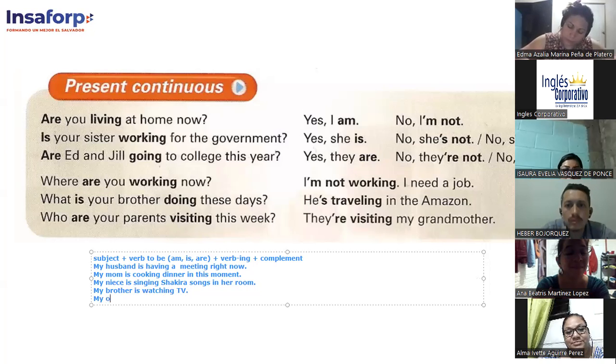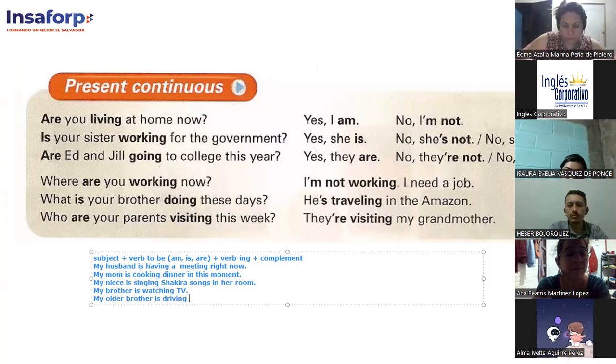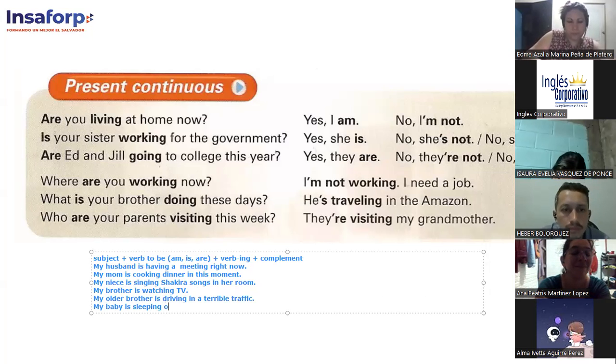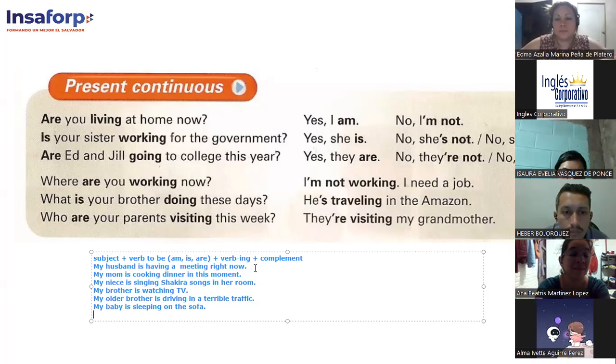And my older brother is driving in a terrible traffic. And my baby, my little baby, which is a cat, a black kitten, is sleeping in the sofa. You will see it. I will send you a picture in the WhatsApp group. She's very happy resting or sleeping on the sofa. I am working, but she's sleeping. Can you imagine that? That's not fair. So I am telling you what my family is doing in this moment.